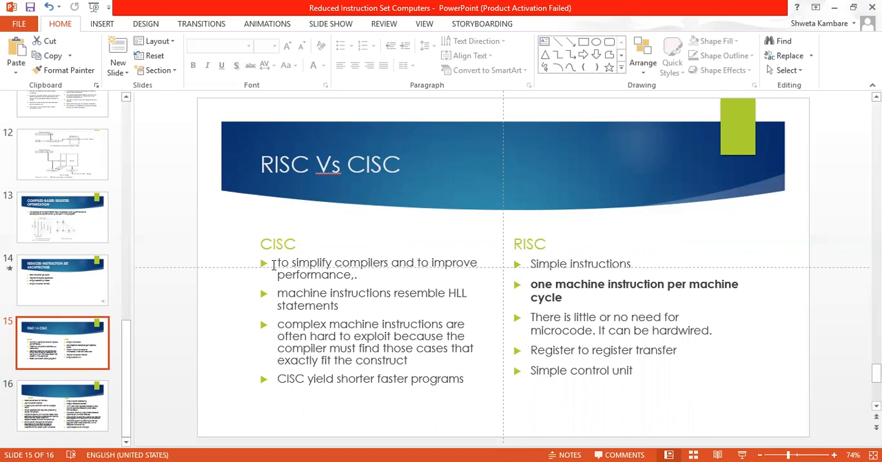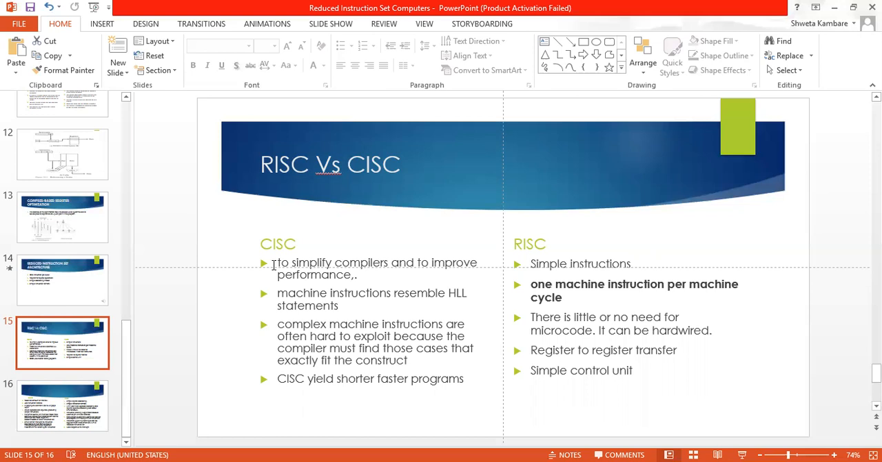So for these machine level instructions, we are talking about complex instructions. Complex instructions means these instructions will be specifying more operations in a single instruction. That's why the decoding is going to be a little bit harder. Okay, so let's first see what the advantages of CISC are.